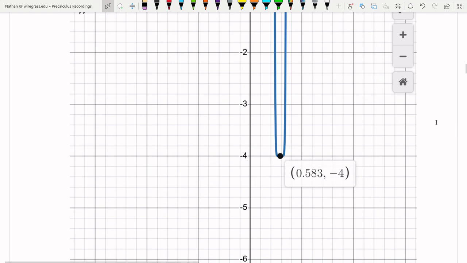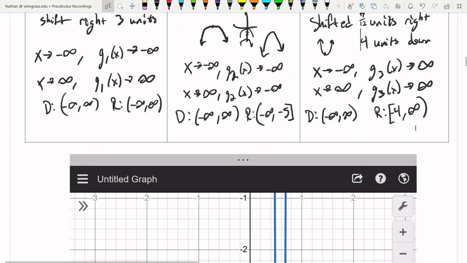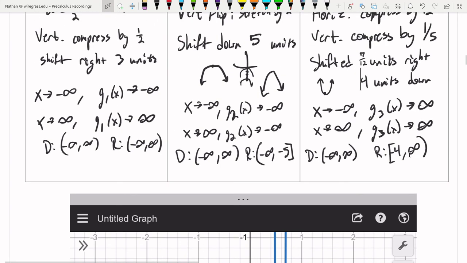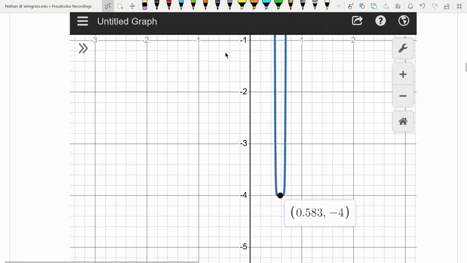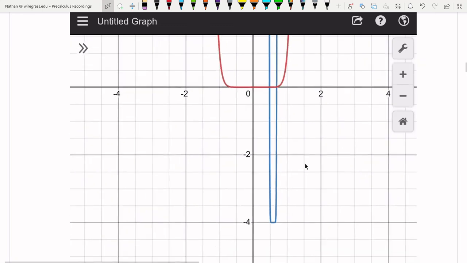You can still see that the range is still -4 to infinity. That hasn't changed even though I made that mistake. And the behavior is still the same. It still follows the positive x squared, up to the right and up to the left. Still the case.